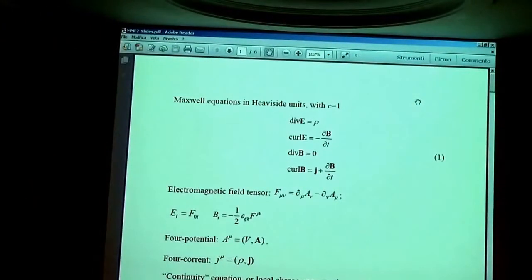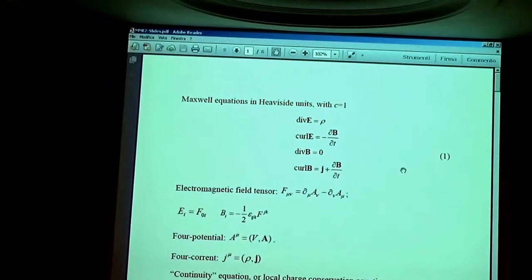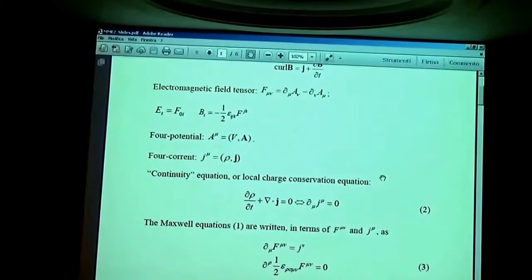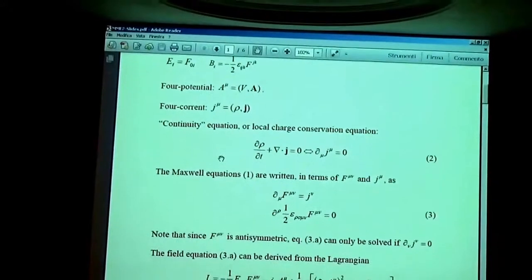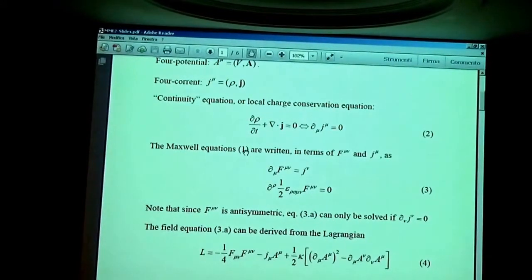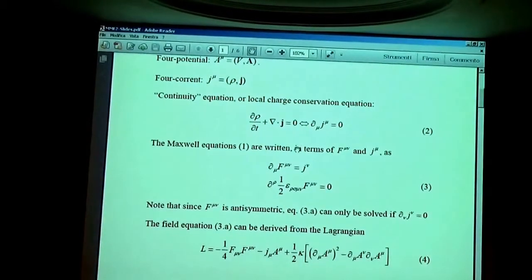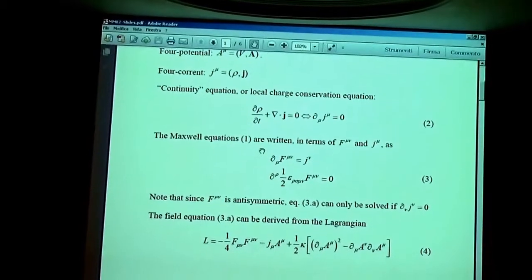Now, very briefly, let me say how the new equations are derived. These are the familiar Maxwell equations. In the four-dimensional formulation, we have the electromagnetic tensor. The components of this tensor are just the electric and magnetic fields. We have the four potential, we have the four current. The continuity equation is written like this. So, in three-dimensional form, or we can see here the four-dimensional version. And the Maxwell equations are rewritten in terms of the F mu nu tensor.